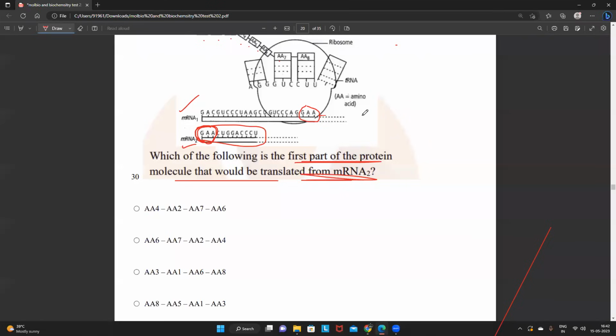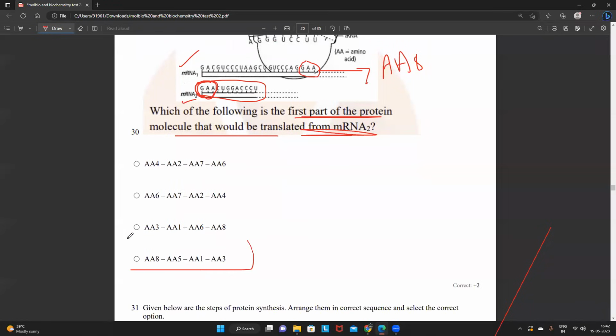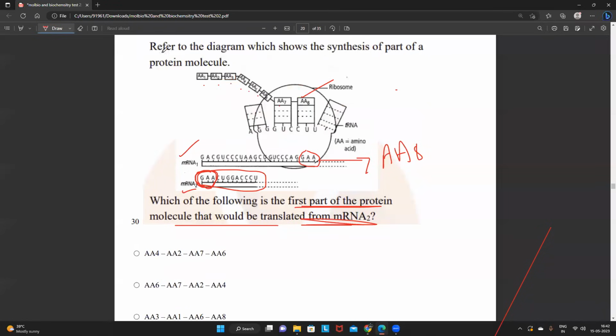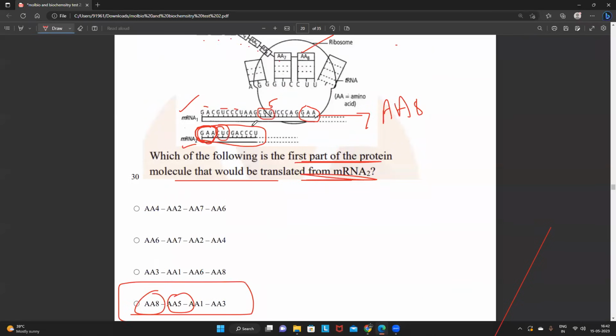So this will be the last amino acid, right? So this is amino acid 8. Here also you can answer the answer. It is the 4th one. Now what is the next codon? CUG is present on the mRNA. Where is it present? 1, 2, 3 here. CUG, which is in which position? 5th position. Then the next amino acid AA5.